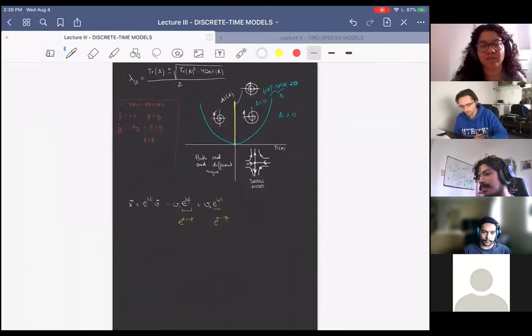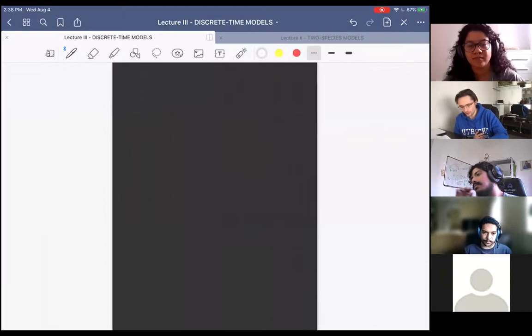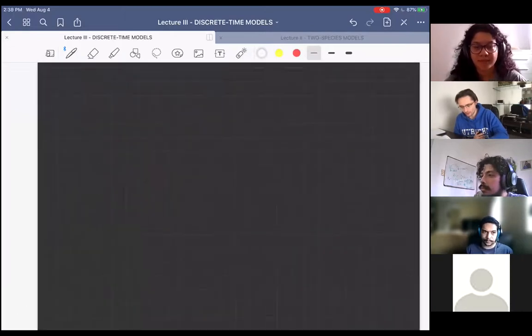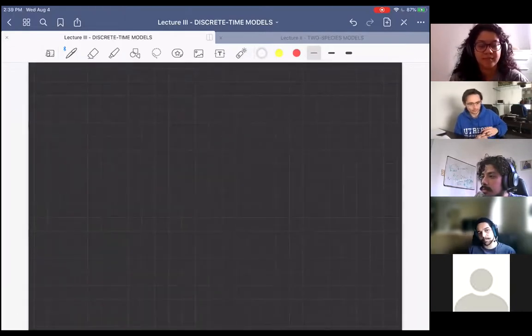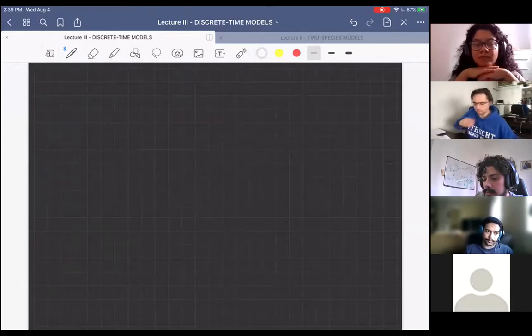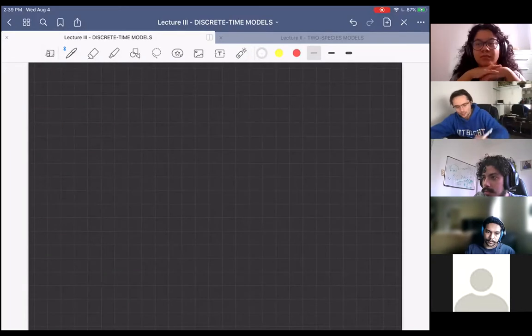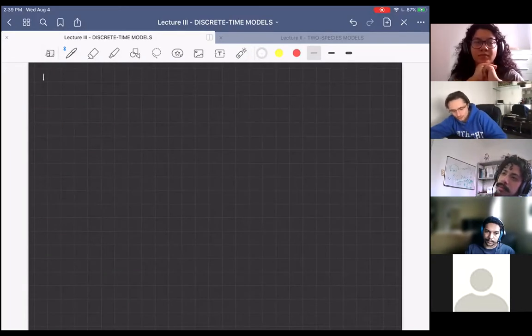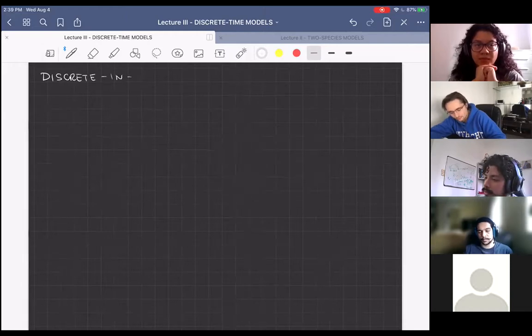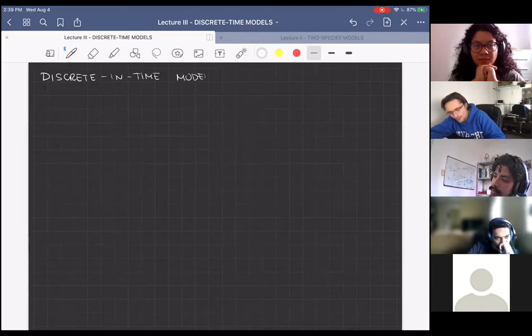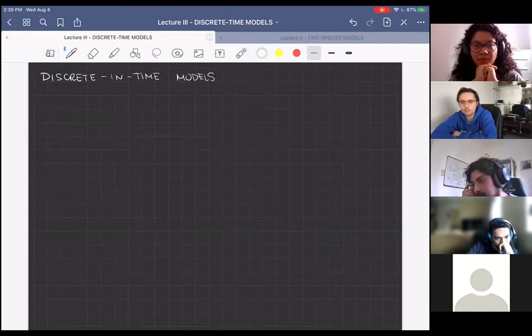Okay, so then I think we can move to the second part, which I already anticipate is going to be less mathematical and more about intuition and plots. This second part is what I told you the first day. We're going to study discrete in time models. So why are these models meaningful? I'm not just going to say important, but why are they meaningful?